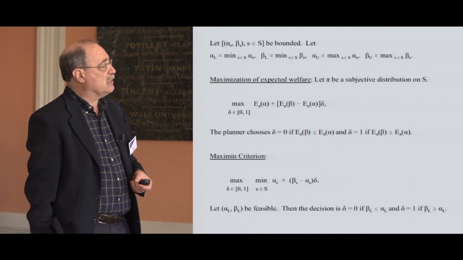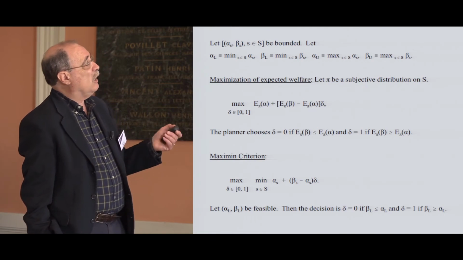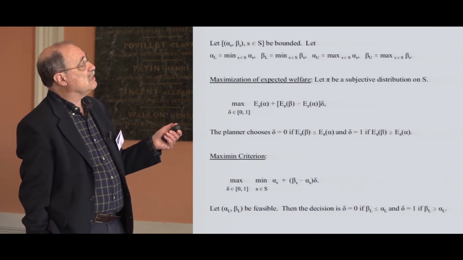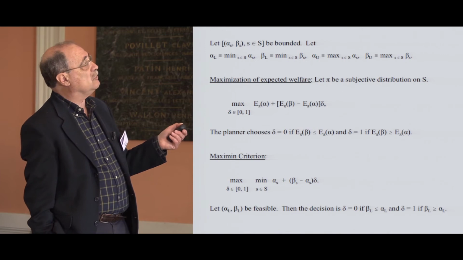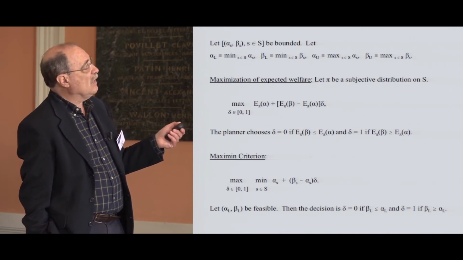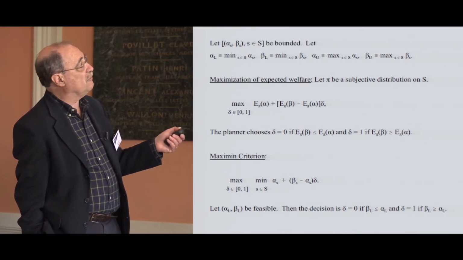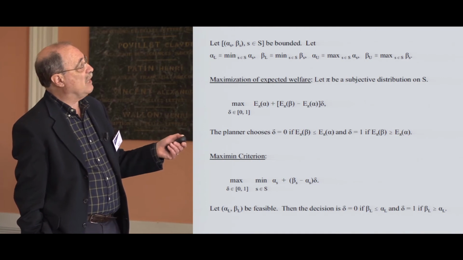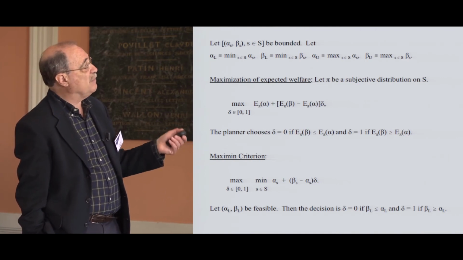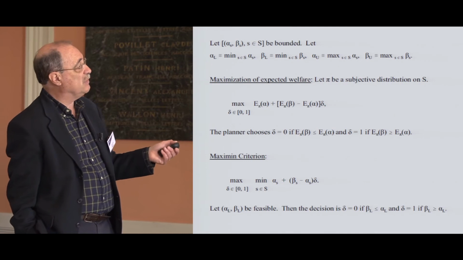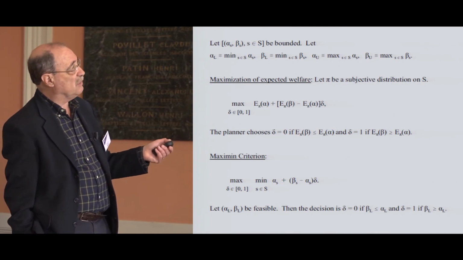Okay, now let me just go on technically. Let's assume this state of possibilities is bounded. We have a minimum value of alpha, a minimum value of beta, a maximum of alpha, a maximum of beta, and set up the criteria of maximization of expected welfare and maximin. Let me do that very briefly, and then I'll come to minimax regret.